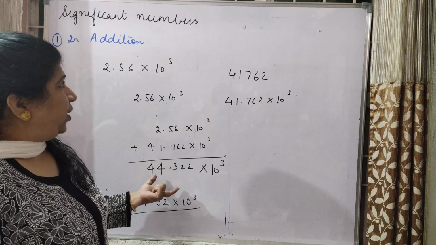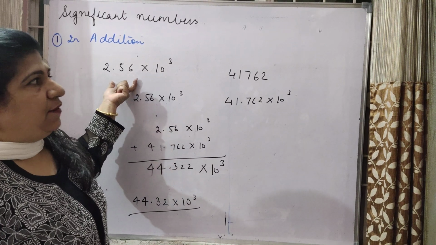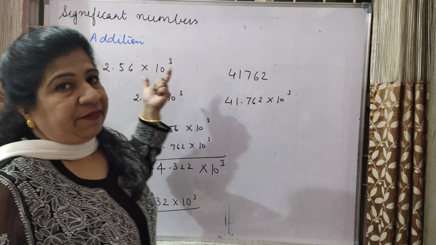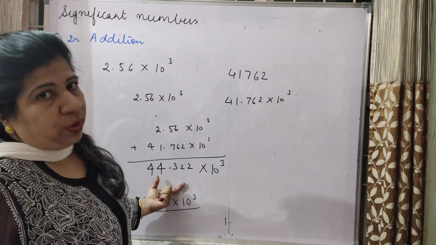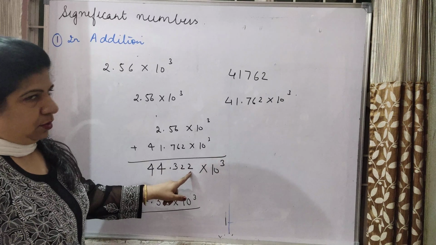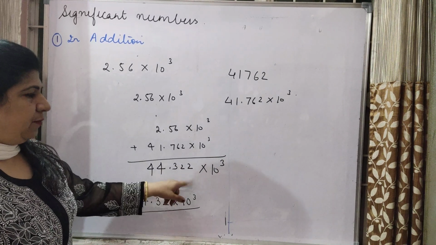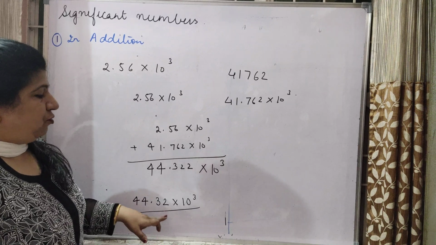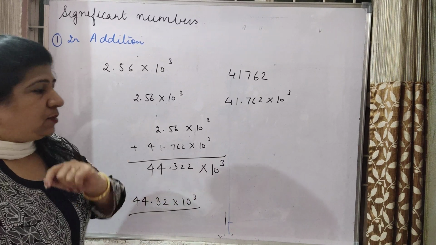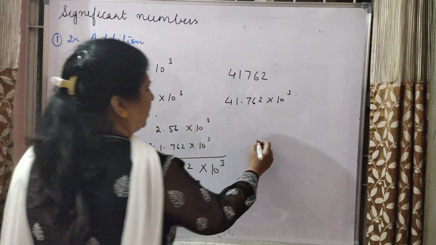When you're rounding it off, we have 2 digits after decimal. This has 3 digits, this has 2 digits. So this answer has to be rounded off to 2 digits of decimal. So here, 2 is here, so 2 remains here. We just drop the 2 and there will be no change in the digit, hence 44.32 into 10 to the power of 3. Now let me explain one thing more.